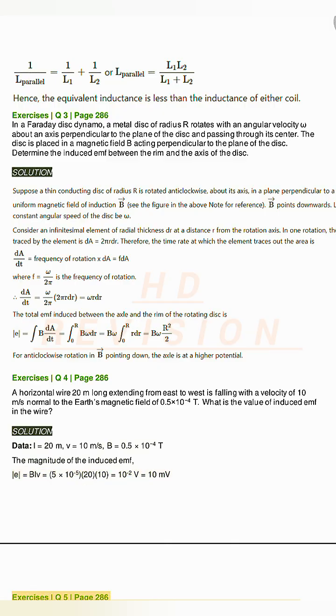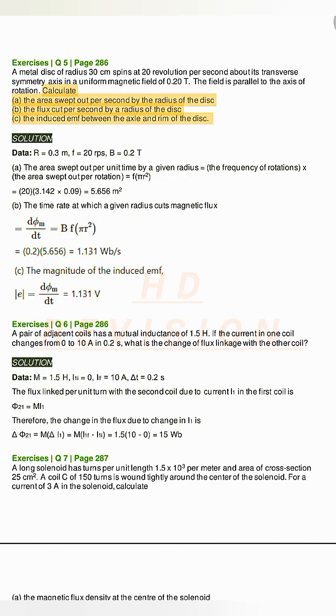Exercises Q5, page 286. A metal disc of radius 30 cm spins at 20 revolutions per second about its transverse symmetry axis in a uniform magnetic field of 0.20 T. The field is parallel to the axis of rotation. Calculate A, the area swept out per second by the radius of the disc; B, the flux cut per second by a radius of the disc; C, the induced EMF between the axle and rim of the disc.